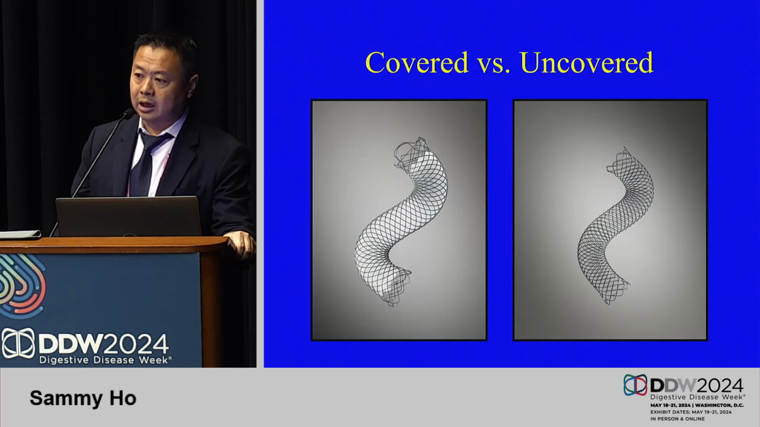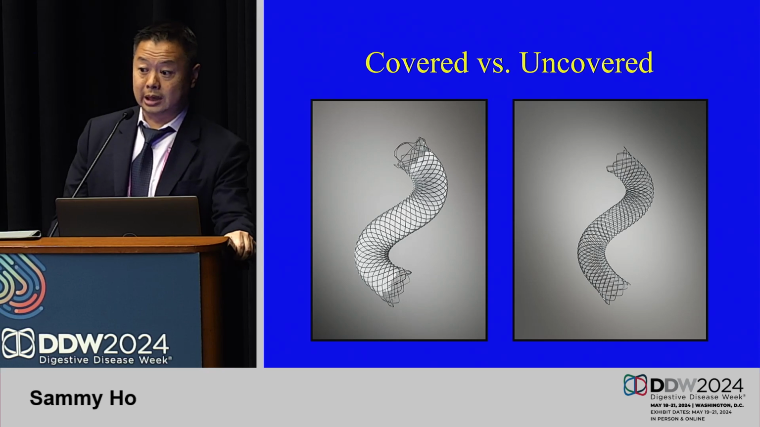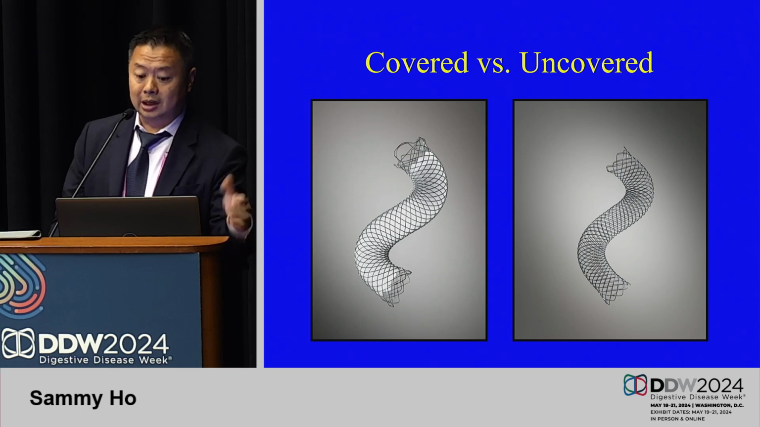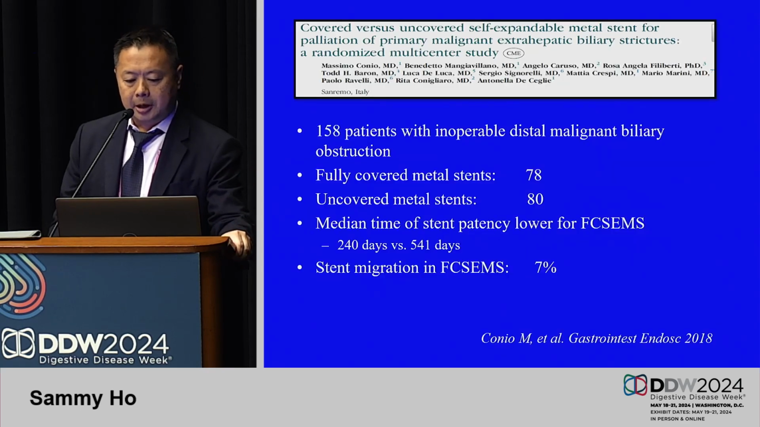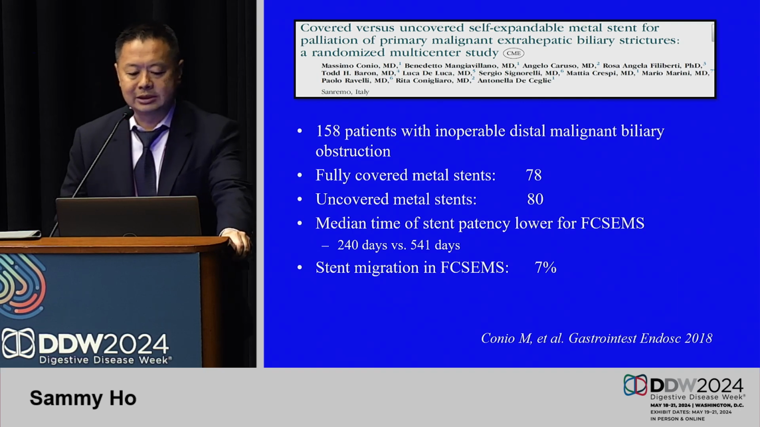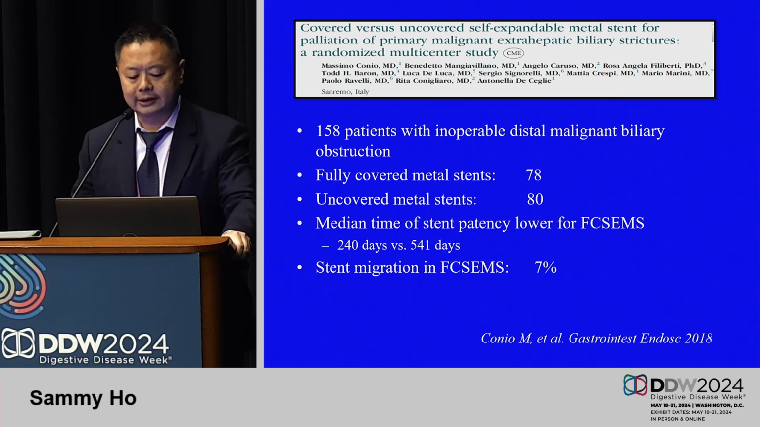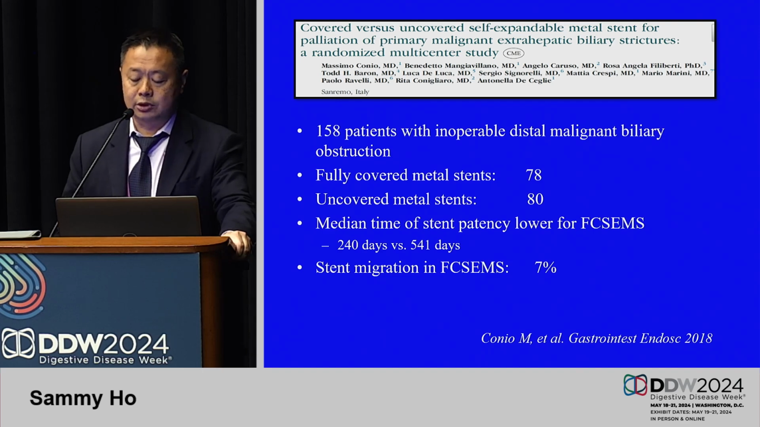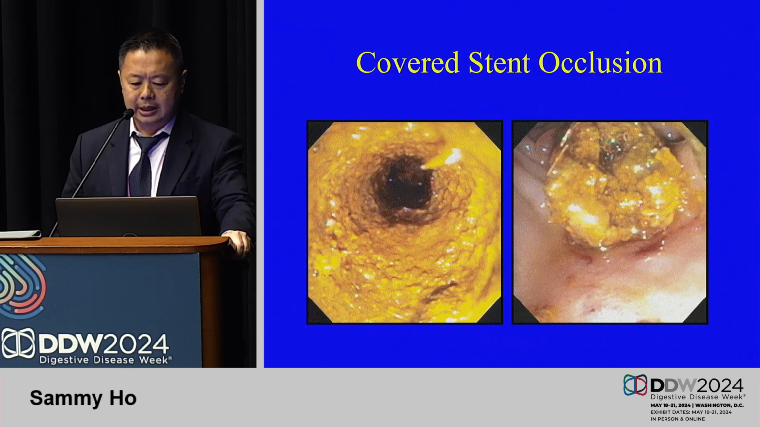What about covered and uncovered stents? You would think that a covered stent would provide longer patency, right? It's covered. But is that really true? In this study, looking at 158 patients with inoperable pancreatic cancer with biliary obstruction, 78 received fully covered stents and 80 received uncovered stents, and they actually found that the median time for stent patency was lower in the fully covered stent group. You would think, why, that's kind of strange, but it turns out that the mechanism by which the stent gets occluded is different between covered and uncovered stents.